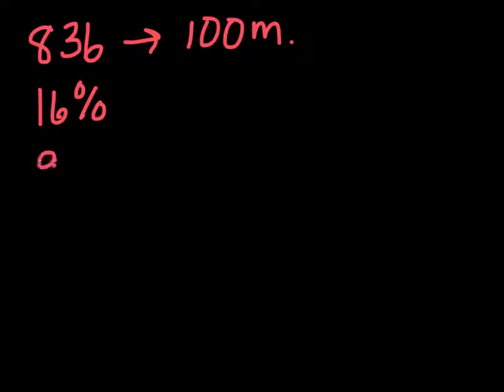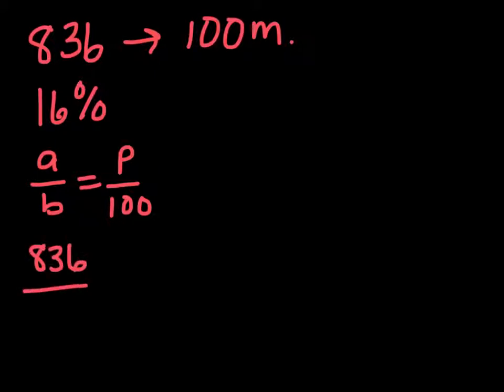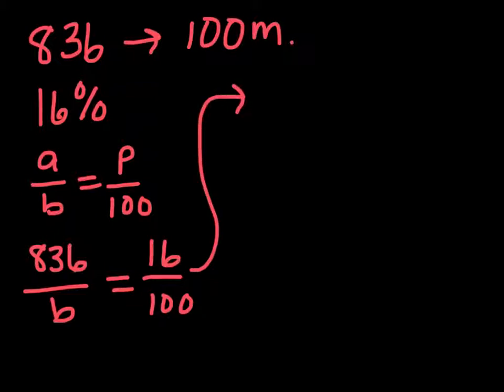Okay, once again, we begin with our proportion for finding percent. We know the part, 836. B, our unknown, is the whole, or the base, excuse me. Now we'll substitute in 16% for P. And now we will cross product multiply to solve, which gives us 836 times 100 being equal to 16B.